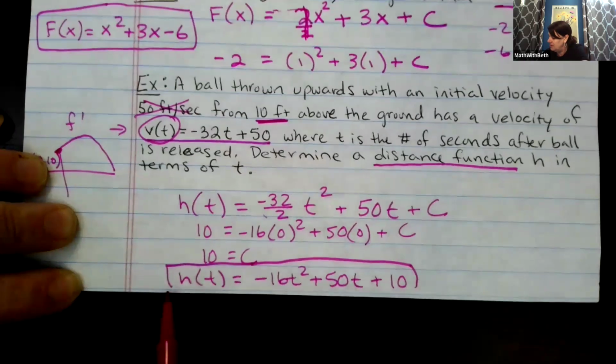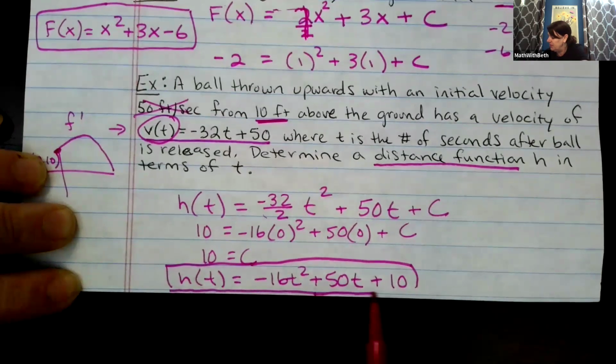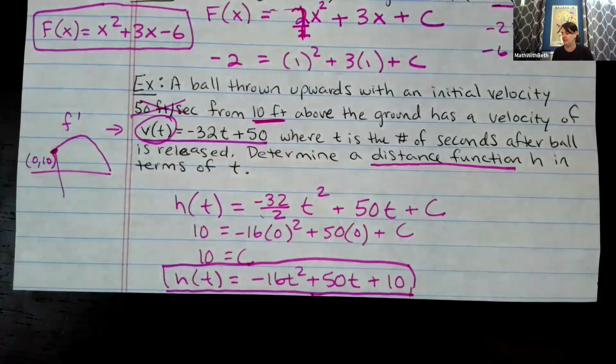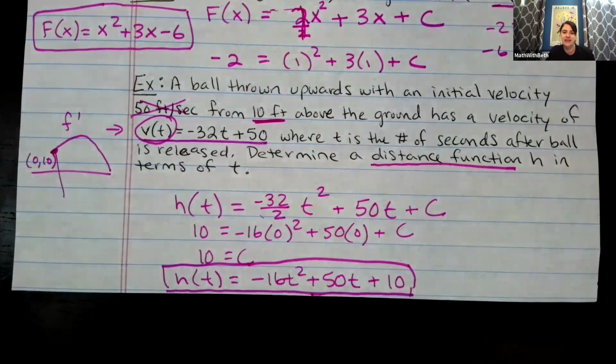So that is what you can always do if you have one more piece of information, usually a point. That's your basic information for finding antiderivatives. Let me know if you have any questions, and I'll be making more videos to show what else you can do with the antiderivatives.